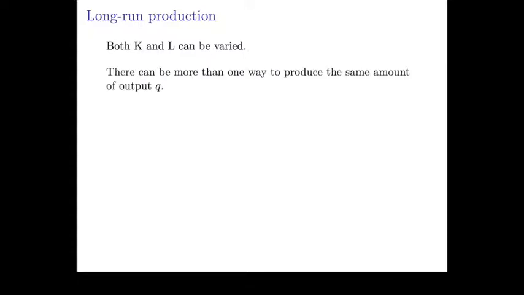In the long run, we can vary all of the inputs. Since we've assumed here that the two inputs for production are capital and labor, in the long run, we'd be able to vary both of them. So there'd be more than one way of producing the same amount of output Q. If you reduce the amount of capital you're using, you could use more labor to make up for it, or vice versa.